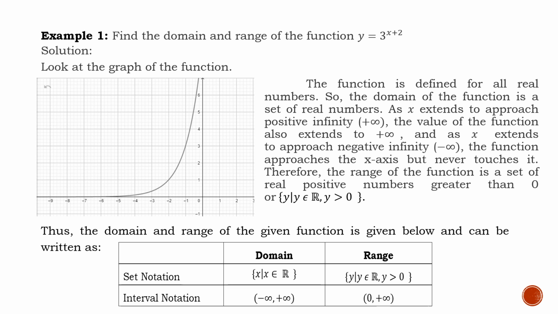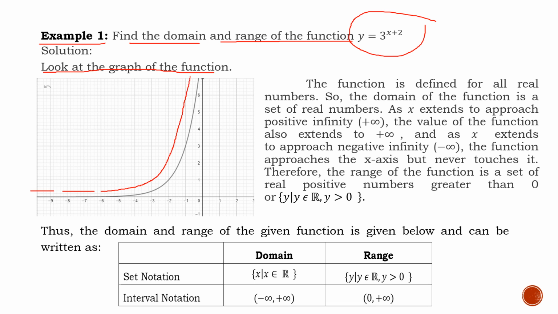So for example number 1, we're asked to find the domain and range of a function which is y is equal to 3 raised to x plus 2. So our solution, look at the graph of the function. As you can see, as your x increases, then your y also increases. If your x increases, it's automatic that your y also increases, meaning to say it is an increasing function.